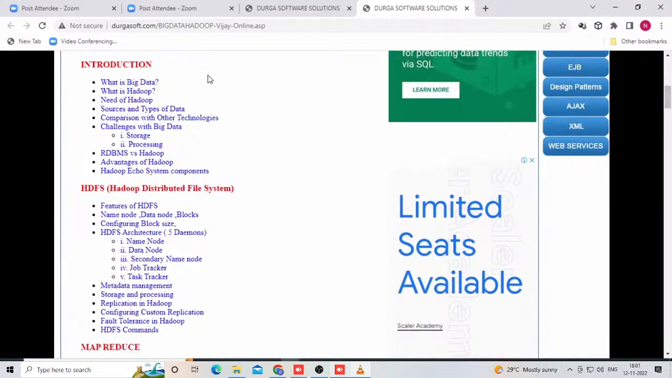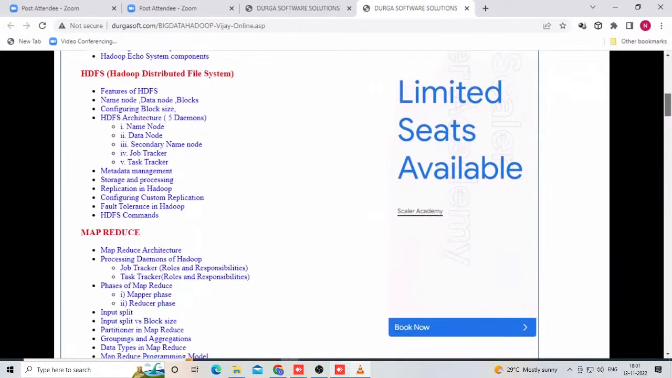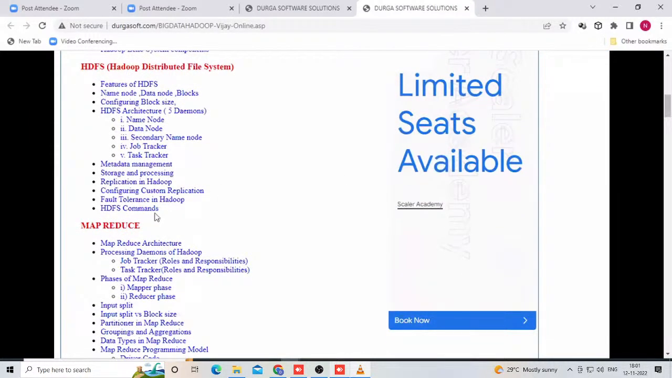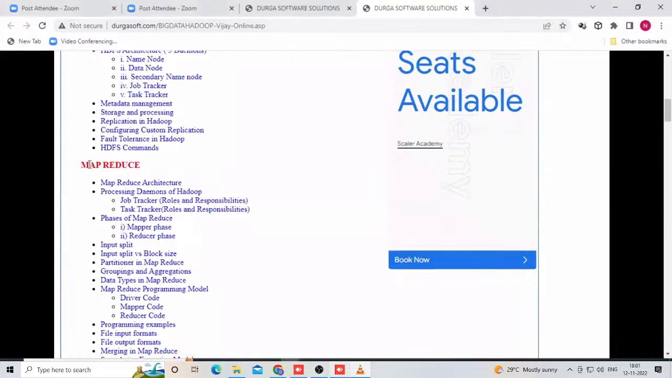So here, introduction to big data, challenges in big data, comparison with other technologies, HDFS, Hadoop Distributed File System, and MapReduce for processing. So it is Hadoop development training, right? Most of it will concentrate on Hadoop development. Hadoop administration will also be discussed, but most concentration here will be on the development side.